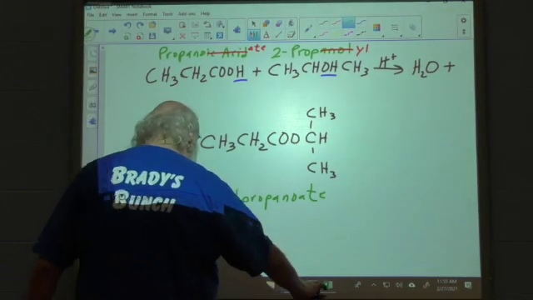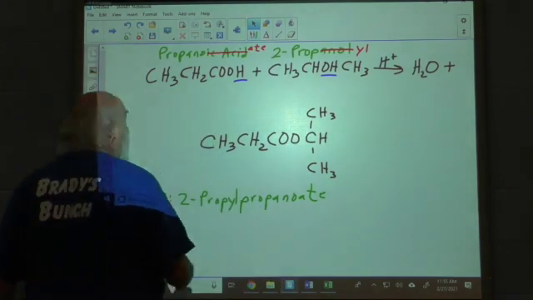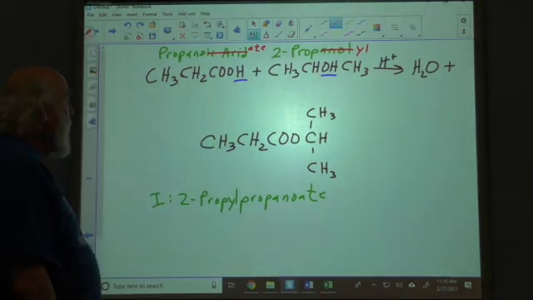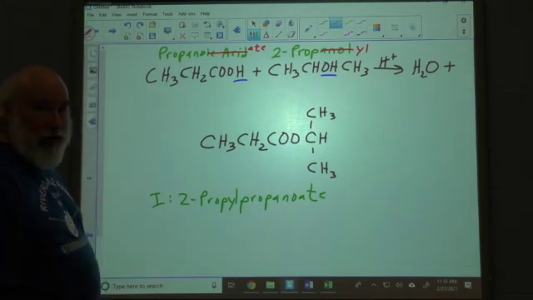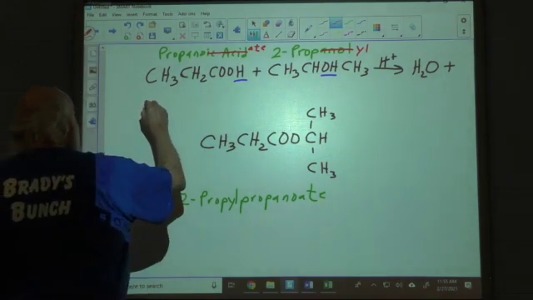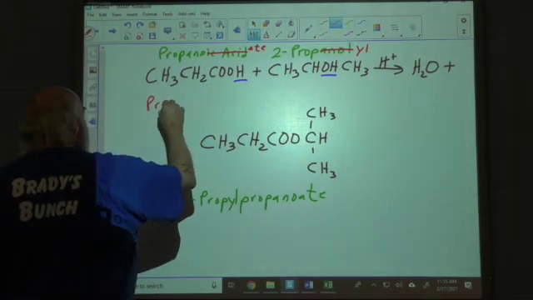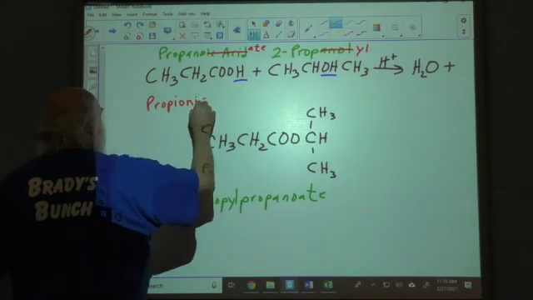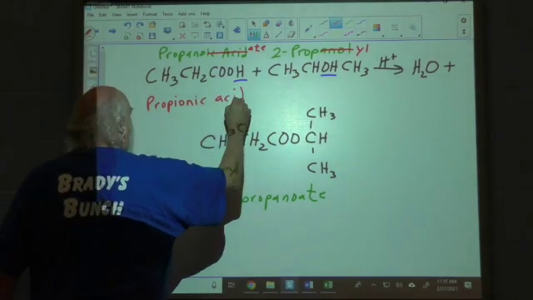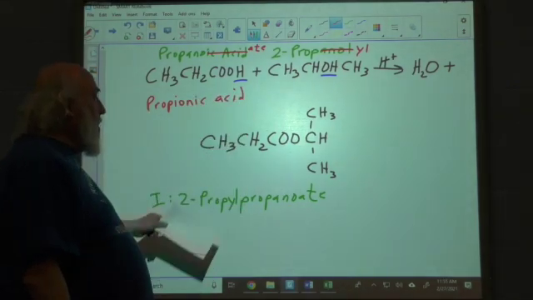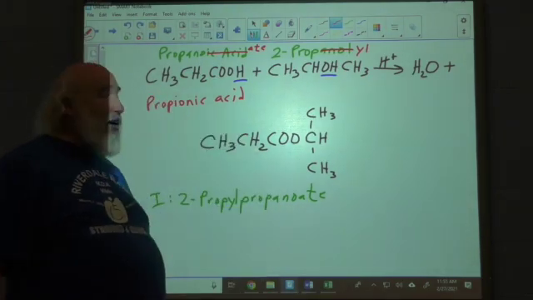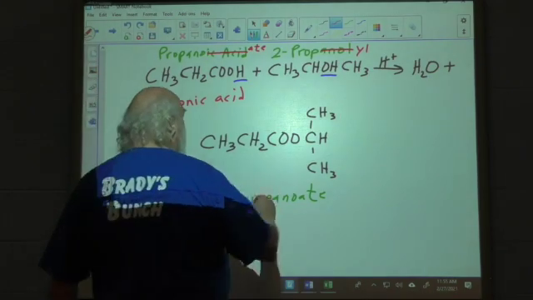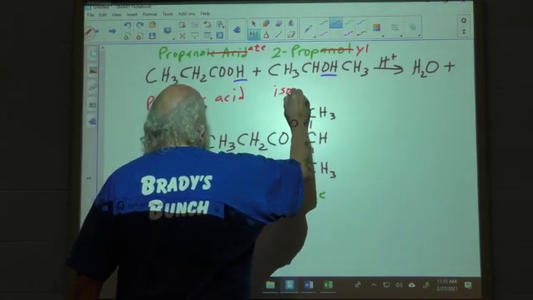Now let's do the same thing with the common name. The common name for this 3-carbon acid, if you recall, is propionic acid. And the common name for this, well, what is the common name for a 3-carbon alcohol with the OH on the second carbon? That is isopropyl alcohol.